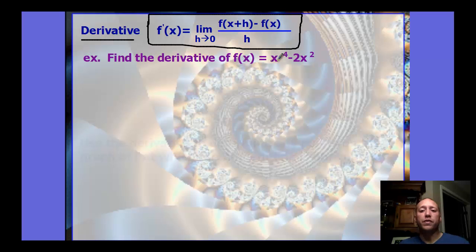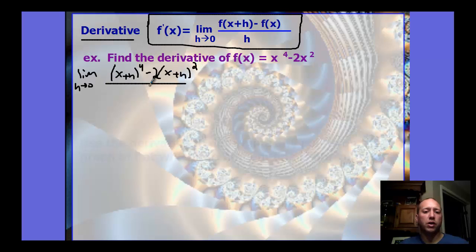So we can find the derivative of this equation, which looks quite complicated. Give that a shot. So it's going to be x plus h to the 4th minus 2 times x plus h squared, all over h. So we have to simplify this. Now, this is x plus h to the 4th. So I have to multiply 4 of these binomials together. And I don't want to do that the long way.